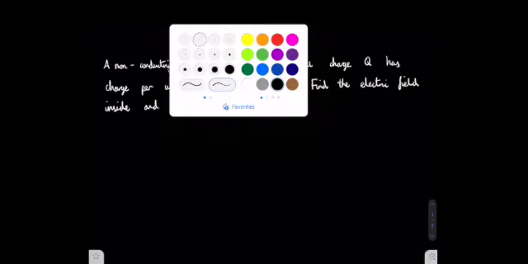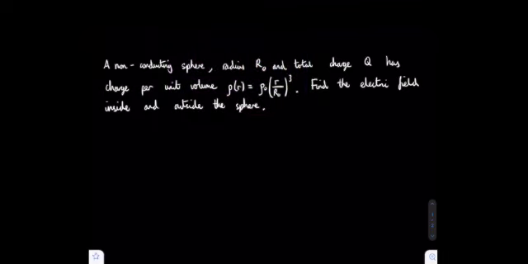So let's just state Gauss's law here. The integral of the electric field vector dot producted with the surface normal vector is equal to the charge enclosed over epsilon naught. So because of the symmetry of the sphere, we decided to use Gauss's law.